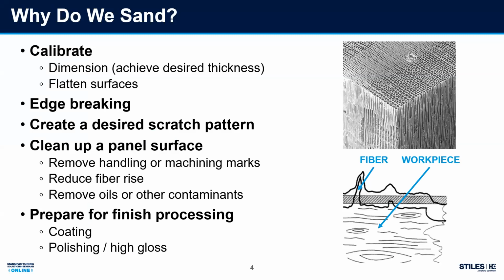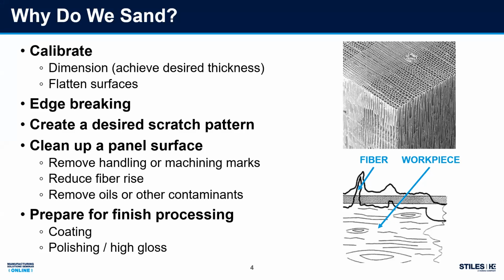So let's get started. Again, why do we sand? Well, the first application is calibrate. Basically, when we calibrate, we're wanting to dimension a workpiece to a desired thickness. A common application of this would be to calibrate a cabinet door to a desired thickness of typically 3/4 of an inch. It could be to flatten a surface, such as a panel that's going to go downstream into the pressing process to press a veneer on that panel. And we want to calibrate that thickness.